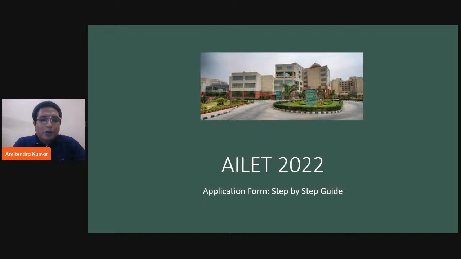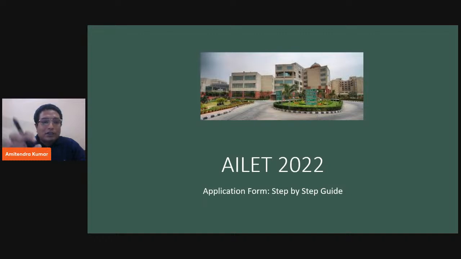Today we are going to talk about the application process for the All India Law Entrance Test, which is the entrance for admissions to National Law University, Delhi. I'm sure you would have already gone through the video on the channel about the change which NLU Delhi has announced as far as the exam is concerned.